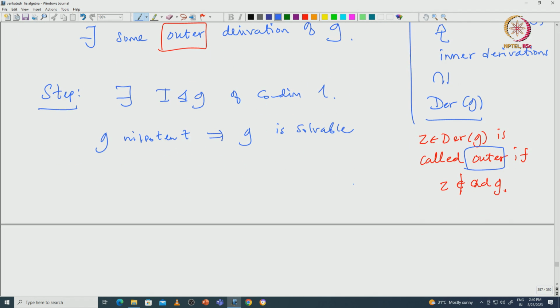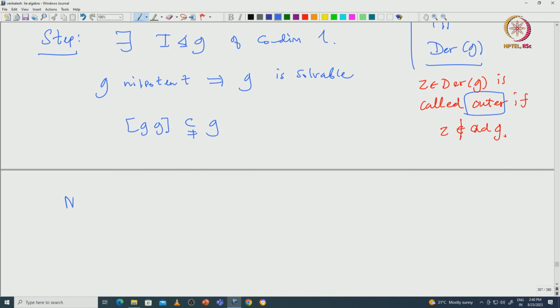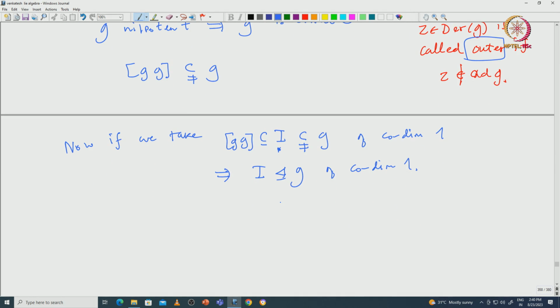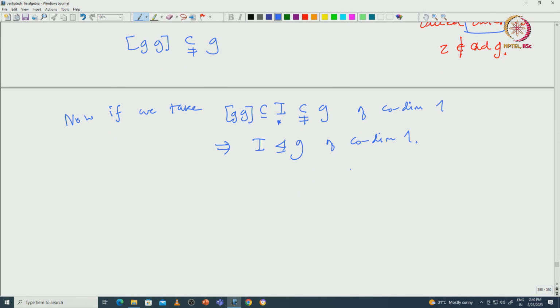So, that means the derived algebra must be proper inside G. Okay. So, now if we take any subspace that contains this derived algebra and is contained in G of codimension 1, that must be an ideal of codimension 1, because any subspace that contains this derived algebra must be an ideal. Since this is already proper, one can choose it to be of codimension 1. So, you can see that this must be an ideal of codimension 1.